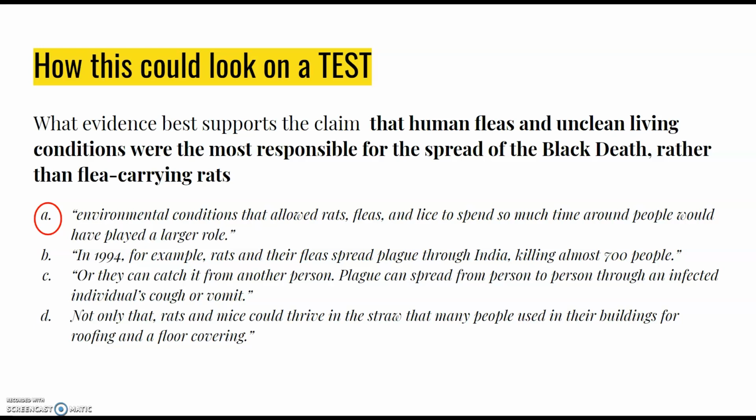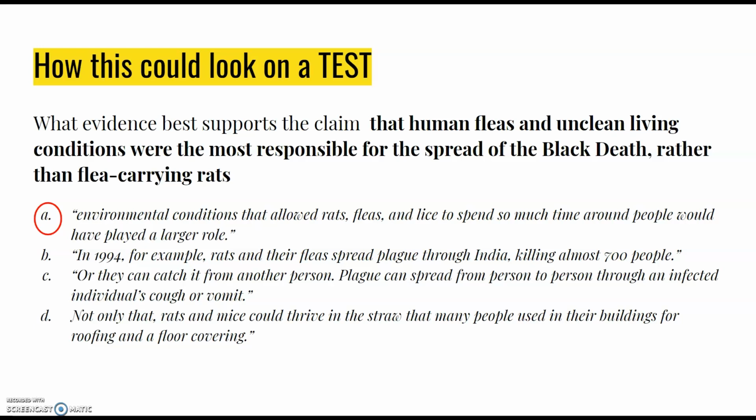For example, what evidence best supports the claim that human fleas and unclean living conditions were the most responsible for the spread of the Black Death rather than flea-carrying rats? So again, I need to think, well, what is the claim? Well, I can see that the claim here is that human fleas and humans' unclean living conditions were responsible for the spread of Black Death, not rats.